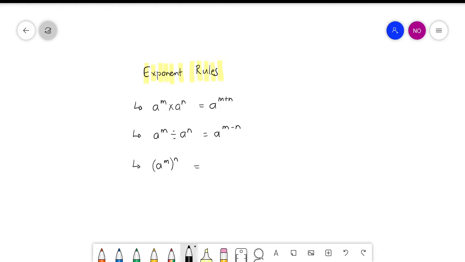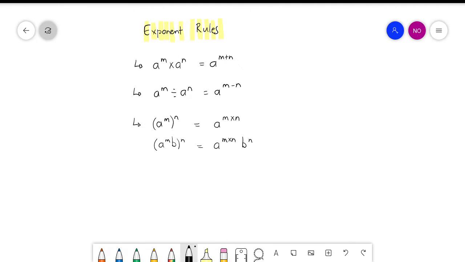As ek iets het verhef tot nog 'n mag, dan gaan ek sê dis a tot die mag m maal met n. And this one also applies to when there's more than one thing in the bracket. Like this, for instance. Almal by? Hierdie doen julle darm al van graad 8 af, so dis net quick sticks hersiening. Then also anything to the power of 0 is equal to 1.